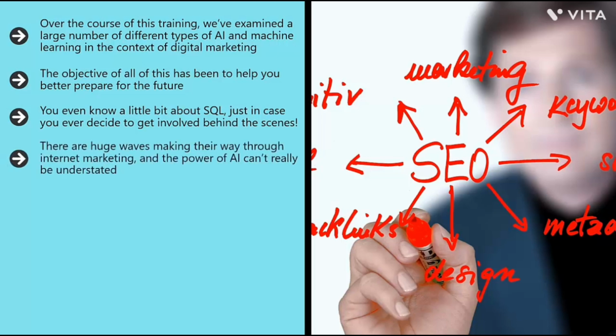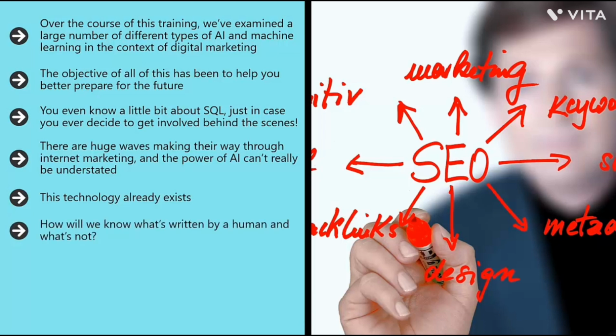There are huge waves making their way through internet marketing, and the power of AI can't really be understated. Imagine, for instance, what will happen once AI that can write high-quality content becomes commonplace and commercially available. This technology already exists: AI that can write nearly as well as a human. But when it is allowed to cut loose on the web, it could potentially flood the internet with new enough content to double or triple its size in a matter of days.